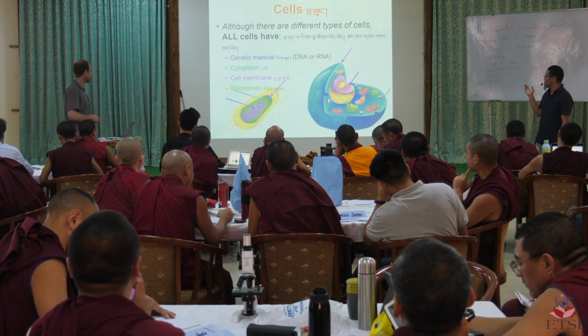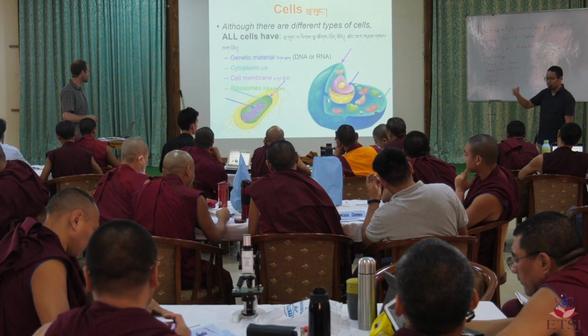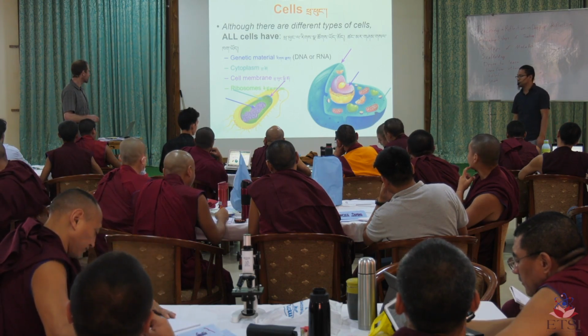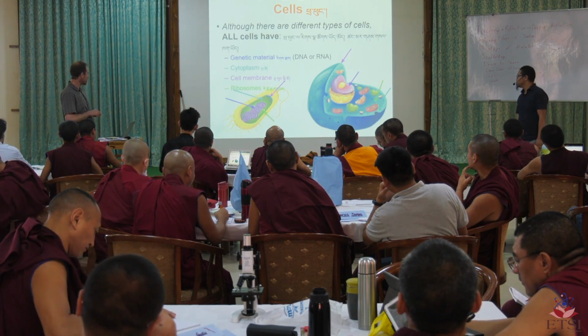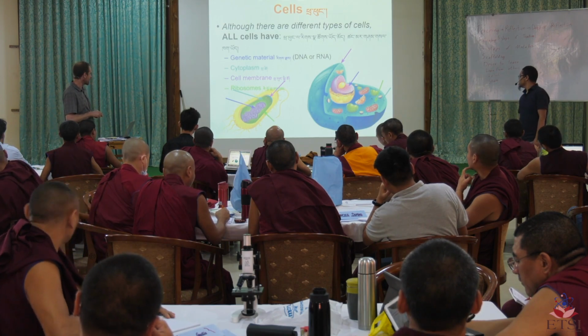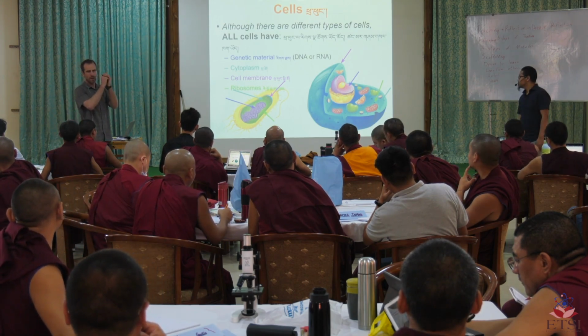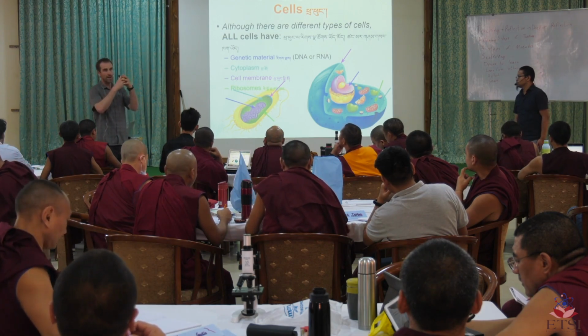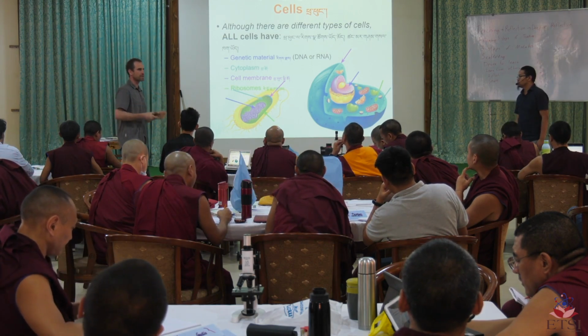And ribosomes are these really small little dots that you can see throughout the cell. And they're very small organelles, and we'll go into organelles later, that make proteins.